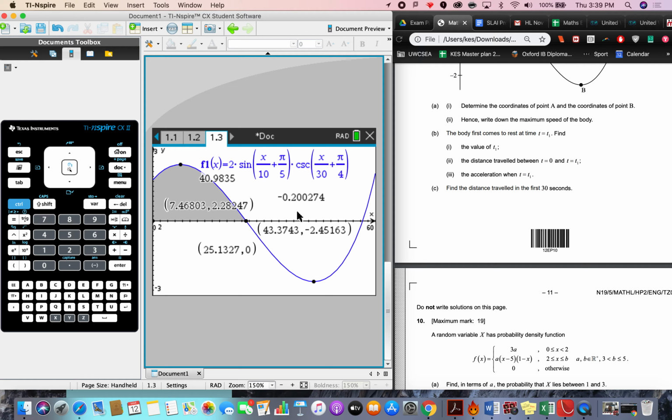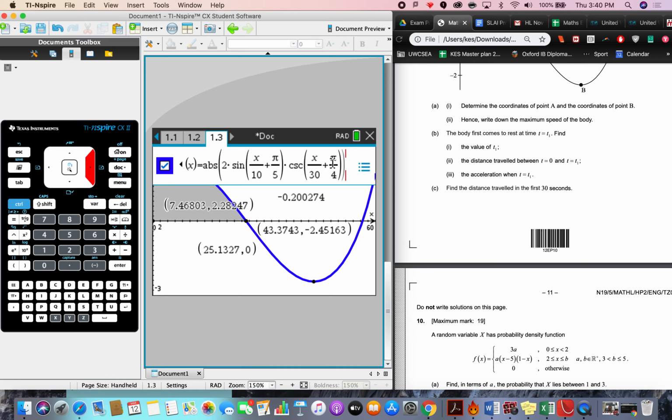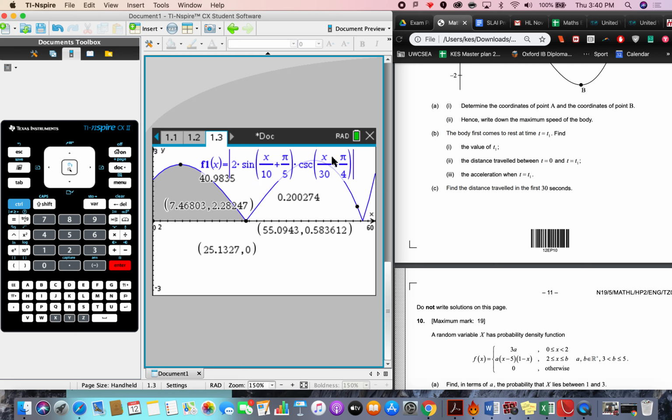Find the distance travelled in the first 30 seconds. 25 seconds here. We have travelled the old 41 meters. Then we start travelling back to where we started. 30 seconds is up here. So there's one cheeky little thing we can do. Go back to here. And now F1 equals absolute value of our function. This will allow us to bounce back now when we plot it.